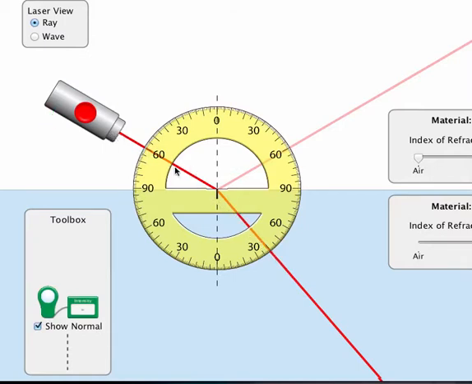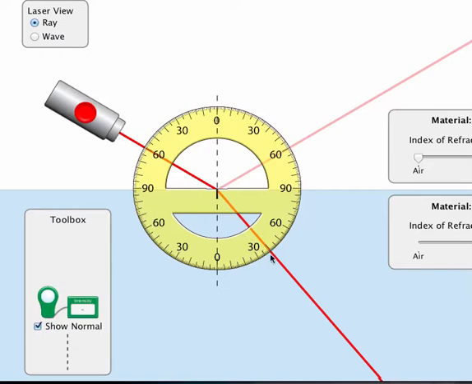You'll notice that the light that bounces off of the surface leaves at the same angle it came in. So we measure our angle from the normal line. It's coming in at a 60-degree angle and it's bouncing off at a 60-degree angle. That is always true for reflection. The angle of reflection is the same as the angle of incidence.